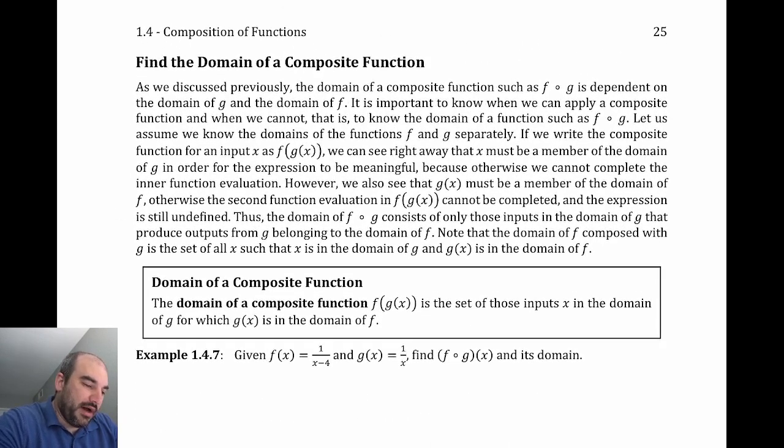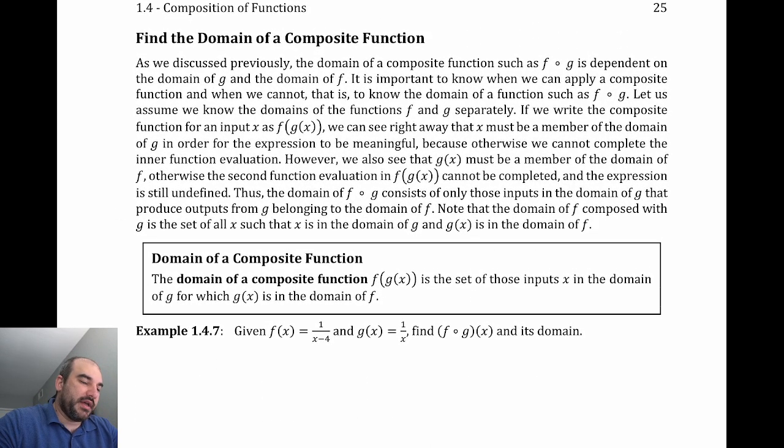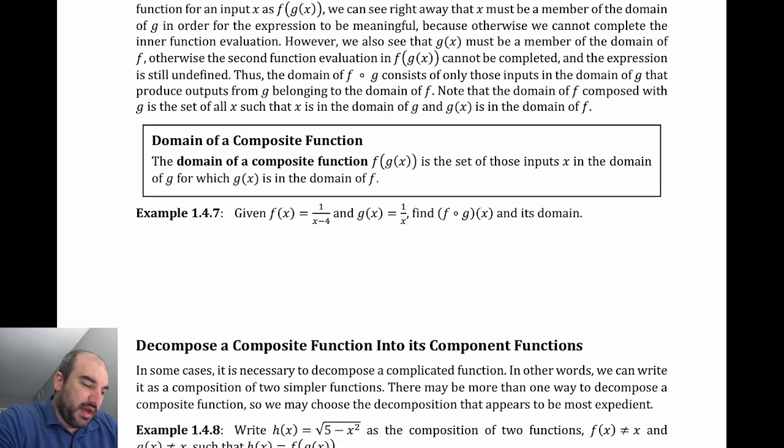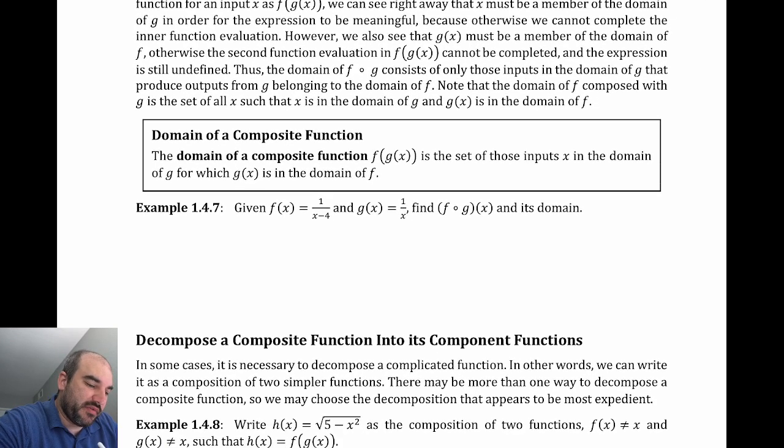Okay, and then last thing we learned about in 1.4 is how to find the domain of a composite function. And here in the box, we have a simplification of what it means to be the domain of a composite function. The domain of a composite function, f of g of x, is the set of those inputs x in the domain of g. That's an important part. In the domain of g, for which g of x is in the domain of f.